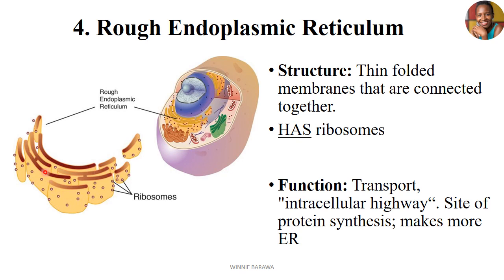And because it's a highway, as materials are transported across here, it also allows them to be packaged. So proteins are the main key area, and in this place, we allow more protein synthesis. They are also able to make more endoplasmic reticulum that can be used for further protein synthesis. And just to remind you, they have ribosomes, and these are the small tiny dots that you're seeing here.